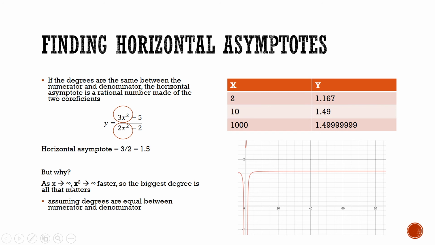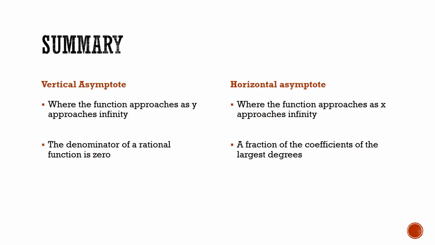As x approaches infinity, x squared approaches infinity faster. So the bigger the degree, the more impact it's going to have. Vertical asymptotes are where the function approaches as y approaches infinity, and a horizontal asymptote is where the function approaches as x approaches infinity. To find the vertical asymptote, you just take the denominator and look at what x would have to be for the denominator to be 0, and for the horizontal asymptote, you just make a fraction of the coefficients.